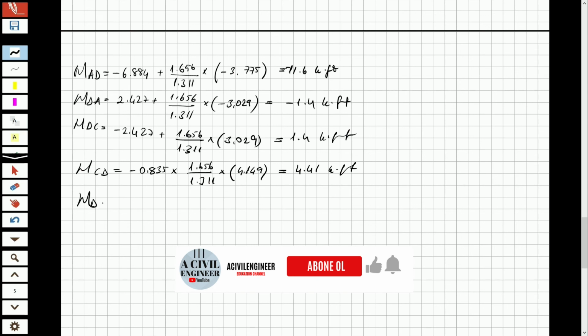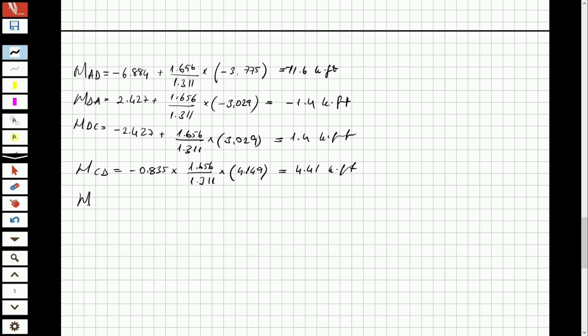And for moment CB, 0.835 is going to be plus 1.656 over 1.311 multiplied with minus 4.149 minus 4.1 kip feet. So kip feet. It's because of the kilonewton I just got confused.